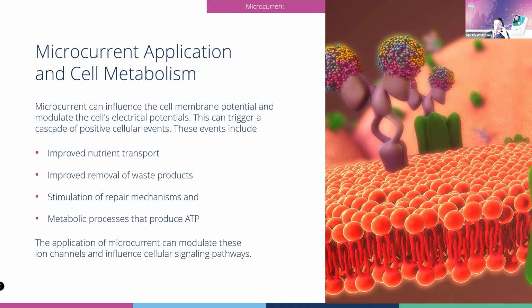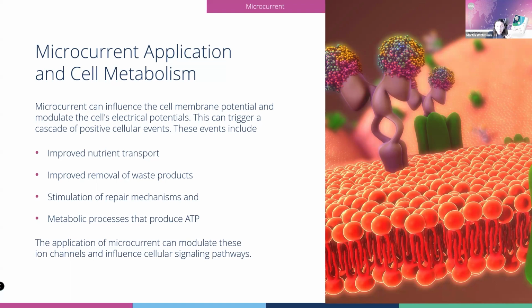For example, in the cell you have the mitochondria, which is basically the powerhouse, the engine of the cell. And this mitochondria is producing ATP. So if you stimulate the mitochondria, you produce more ATP, so more energy for the cell or for the body as a whole. The application of microcurrent can then modulate those ion channels and influence cellular signaling. So how the body works on a cellular level, you can address using microcurrent. That also already covers the microcurrent part, because in this webinar I can of course not go into depth, otherwise it would take 3 hours or 10 hours.